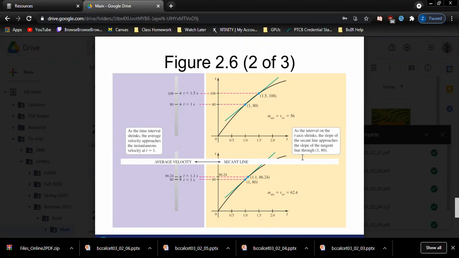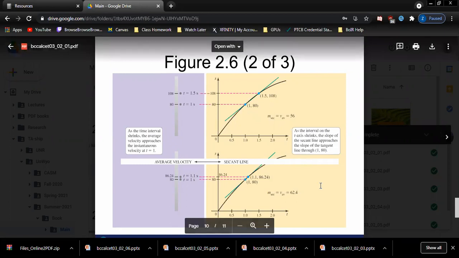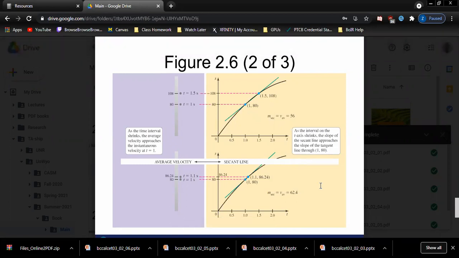And you can clearly imagine I can easily, at least mathematically, not in a graph maybe, decrease the difference. I can easily take it 1.00001. Maybe I wouldn't be able to graph it separately from 1, but I can definitely do that mathematically, right? So it says as the interval on the t-axis shrinks, the slope of the secant line approaches the slope of the tangent line. We already know the definition of slope, right?